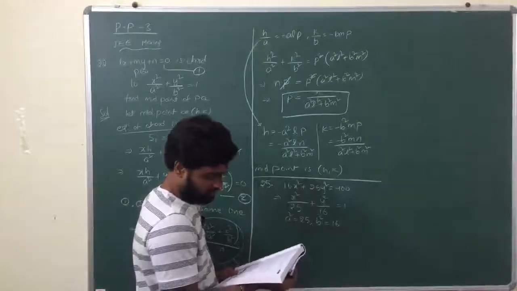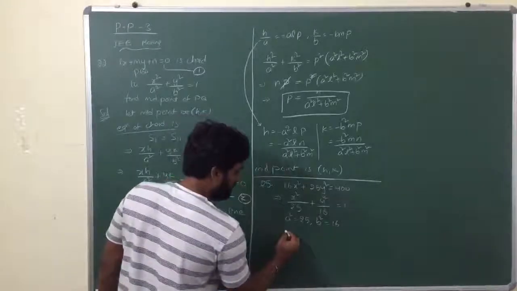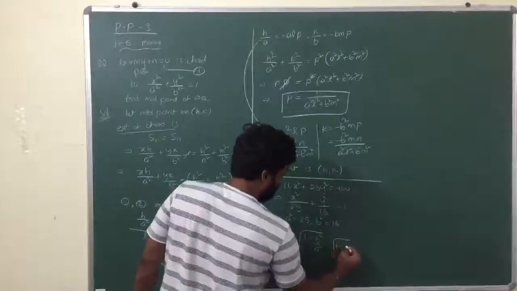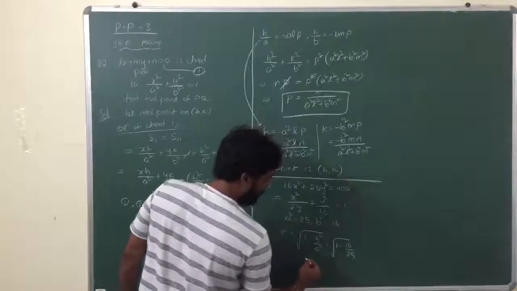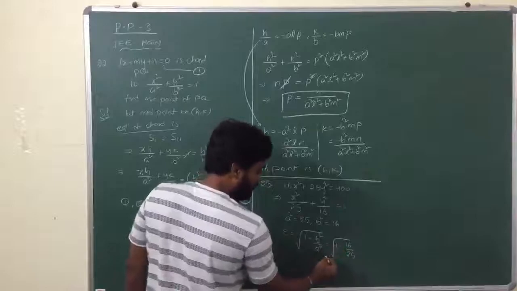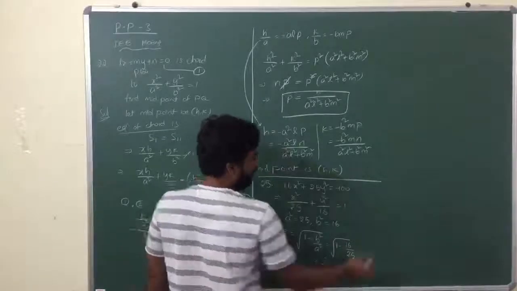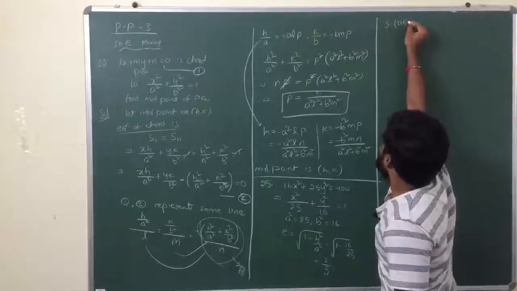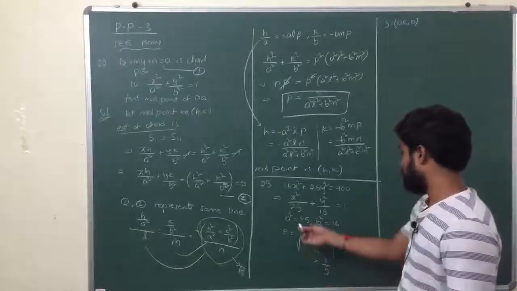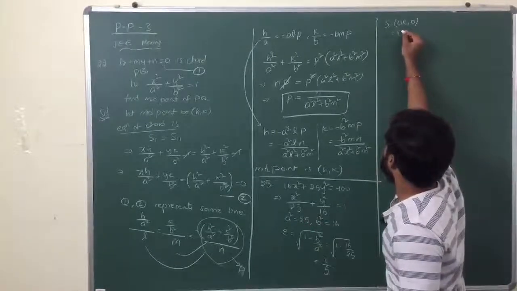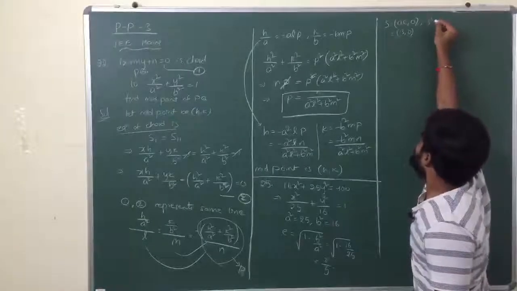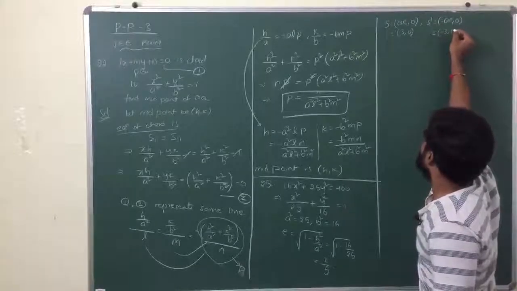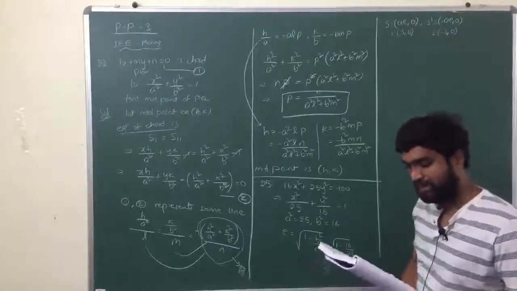Next, s and s dash are okay. So first find e. Under root 1 minus b square by a square is equal to under root 1 minus 16 by 25, which is 25 minus 16, 9 by 25, 3 by 5. So value of e is 3 by 5. Now s is ae comma 0. So a is 5. 5 into 3 by 5. 3 comma 0. And s dash is minus ae comma 0, which means minus 3 comma 0. So those are s and s dash.